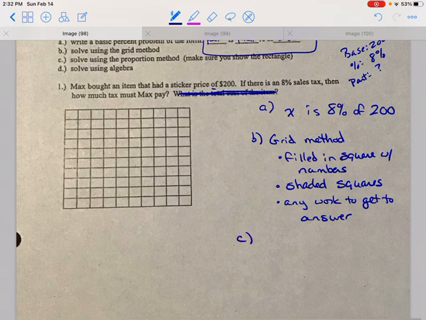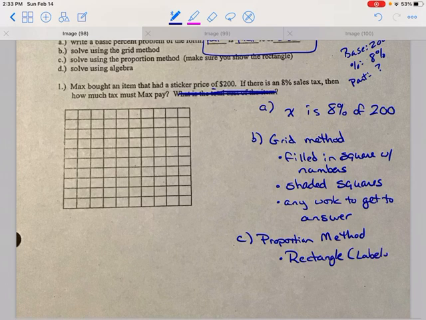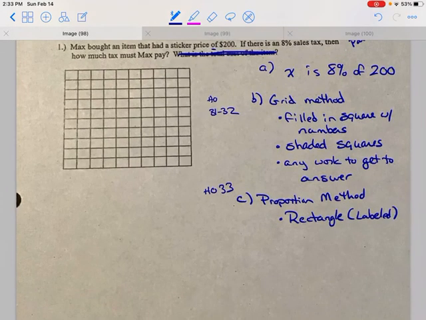All right, so once you get your answer, you're going to go to part C, which is the proportion method. So you're going to work the same problem again. So here I want to see your rectangle. Okay, labeled. And maybe I should go back and give you the page numbers for all of this. So remember, the grid method was, I believe, 31 and 32. The proportion method, the examples are handout 33.